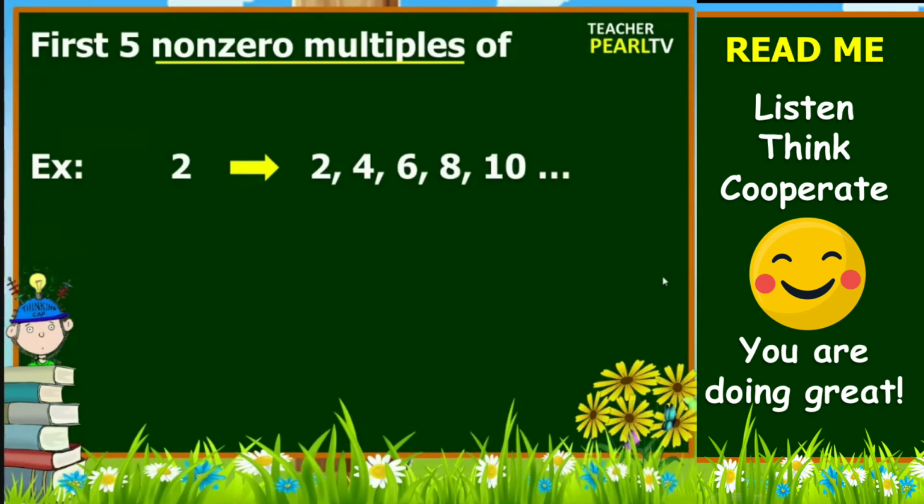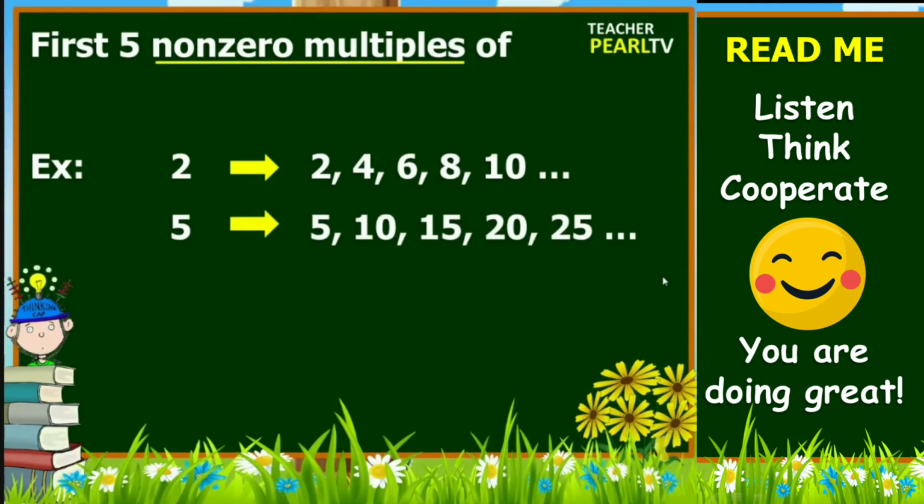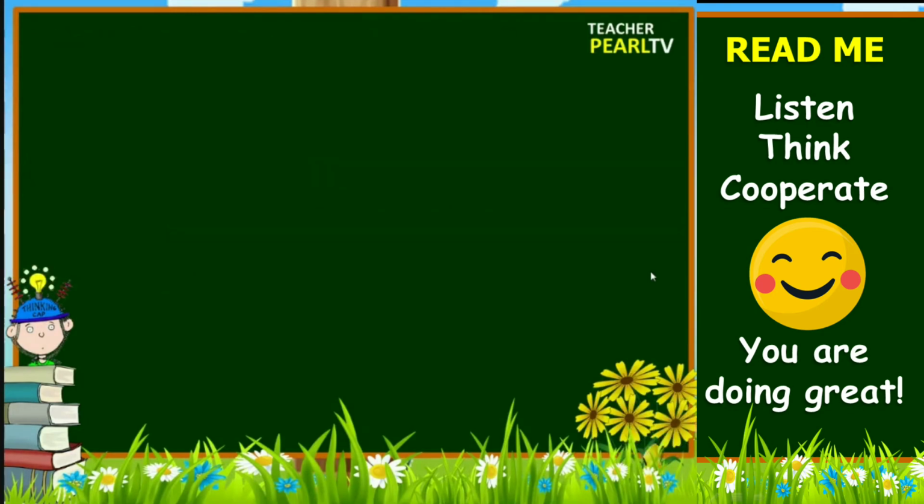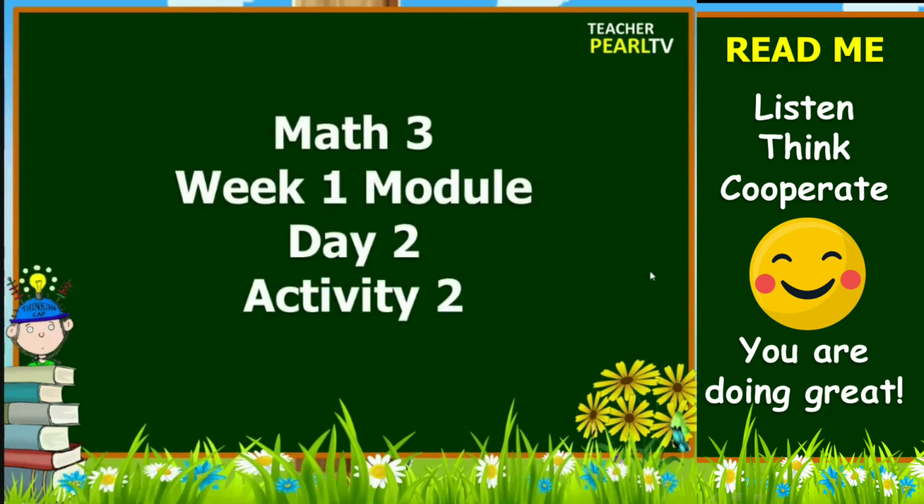And the first 5 non-zero multiples of 5 are 5, 10, 15, 20, and 25. The first 5 non-zero multiples of 4 are 4, 8, 12, 16, and 20. I hope you get the difference. Now, let us use your module and answer an activity about multiples.